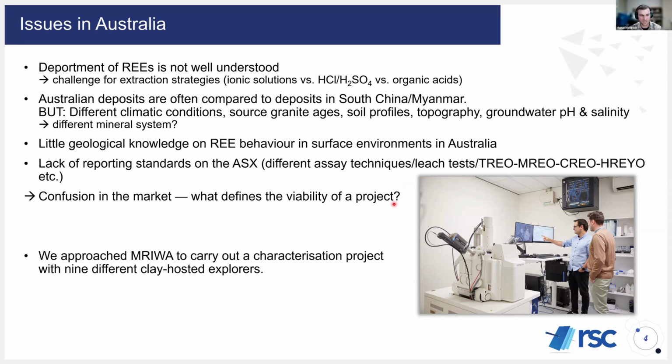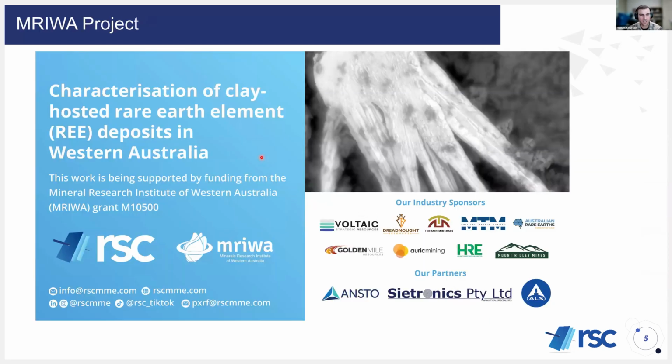So we've spoken to a lot of companies and asked which questions they have, and then we went to Mariva and asked them if we can carry out a characterization project. Because we have an SEM and some smart people in our team, we thought, why not? And sure enough, we did get the project with Mariva about characterization of clay-hosted rare earth element deposits in Western Australia. And those would be our industry sponsors. That would be Voltaic, Dreadnought, Terrain Minerals, MTM, AR3, Golden Mile, Auric Mining, HRE, and Mount Ridley Mines. And they've all provided a lot of samples to us. And then we've done a lot of analysis techniques like XRD, different analytical lab techniques with ALS, and also dissolution tests with ANSTO.